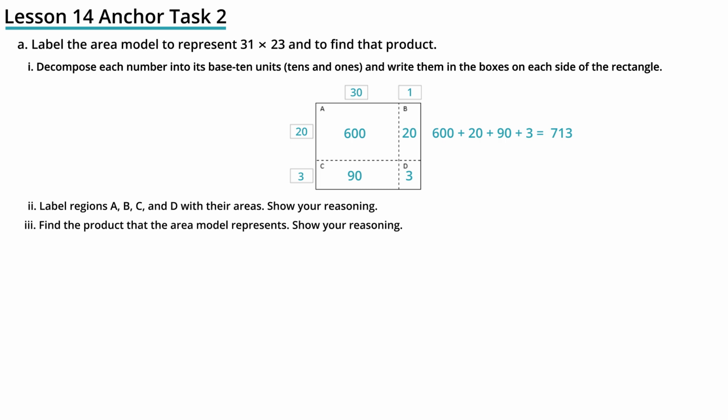In other words, 31 times 23 is equal to 31 times the quantity 20 plus 3, which is equal to 31 times 20 plus 31 times 3. Using the distributive property again for each of these terms, we get 30 times 20 plus 1 times 20, plus 30 times 3 plus 1 times 3. Notice how each of these terms is represented in the area model.